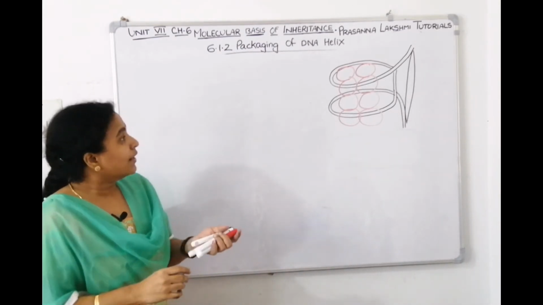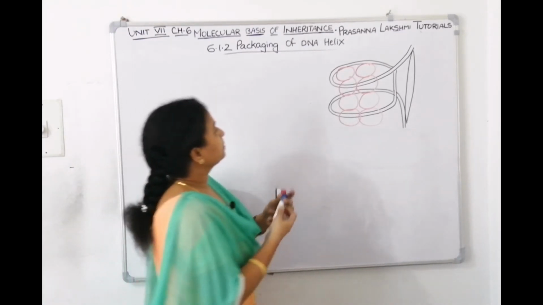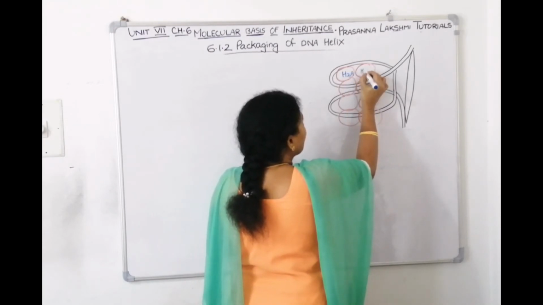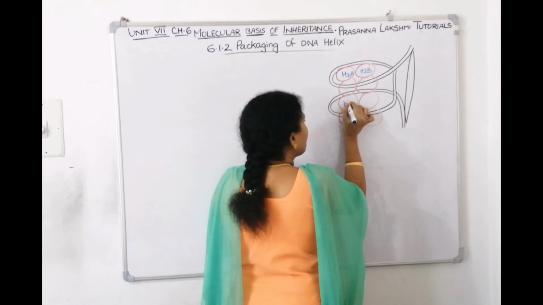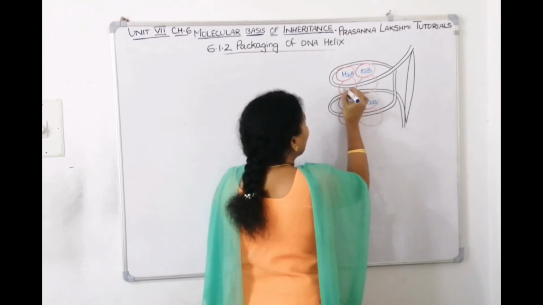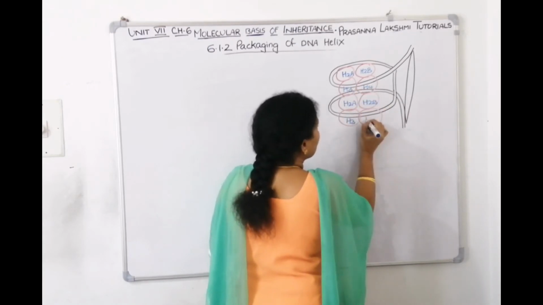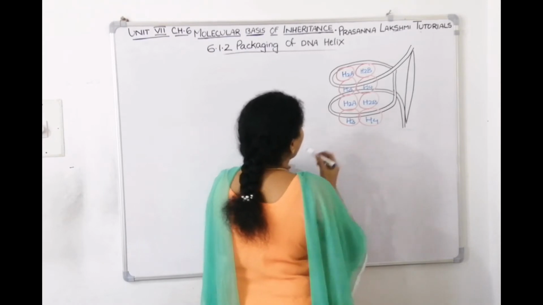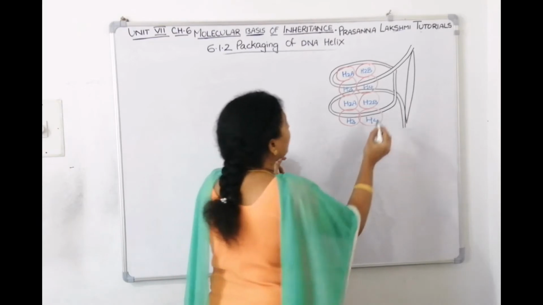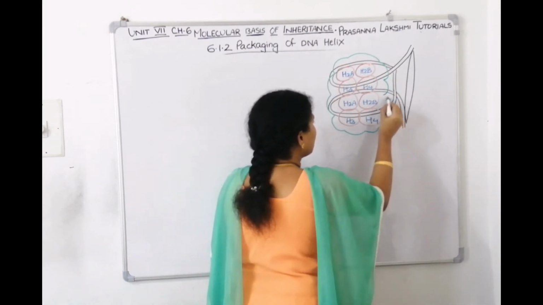What is it called? It is called a histone octamer, which is made of H2A, H2B, H2A, H2B, H3, H4, H3, H4. Now, what is this complete structure called? This is called an octamer, a core of the nucleosome.